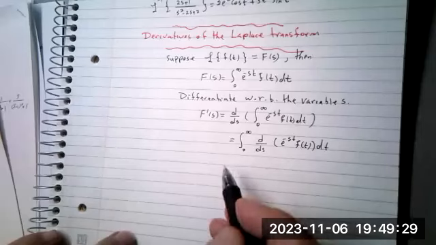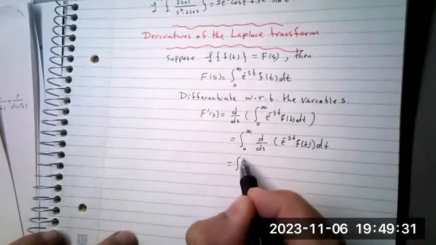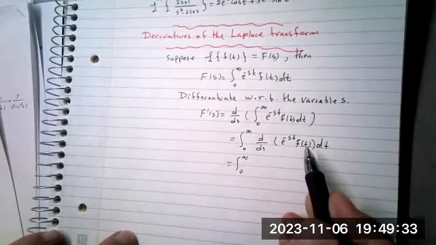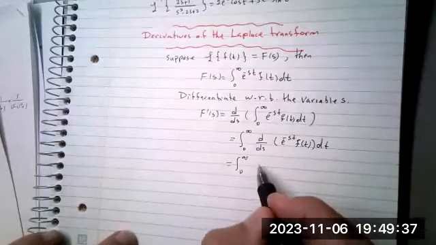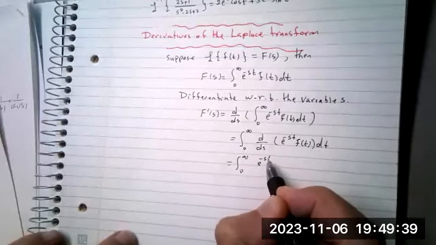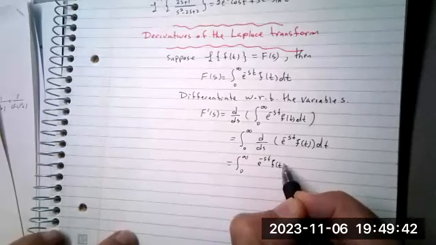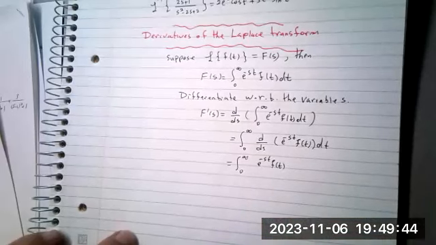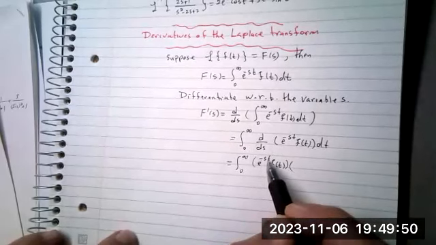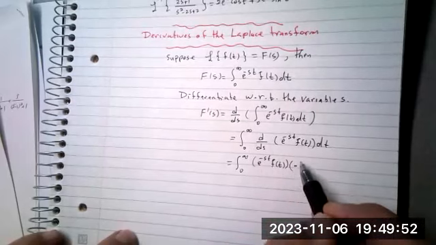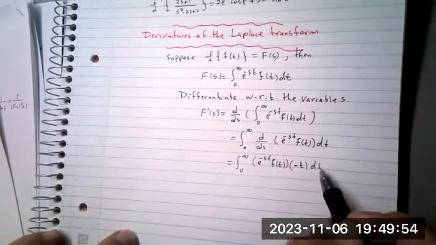So this is going to be 0 to infinity. You see, the derivative of e to the negative st, the exponential function never changes. F of t is just a constant, if you like. And you have to multiply by u prime, the derivative with respect to the s of the top, negative st, and the derivative would be negative t. Negative t dt.